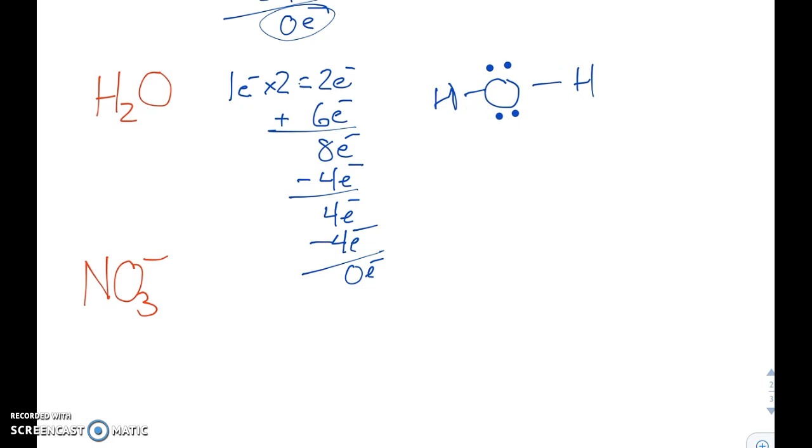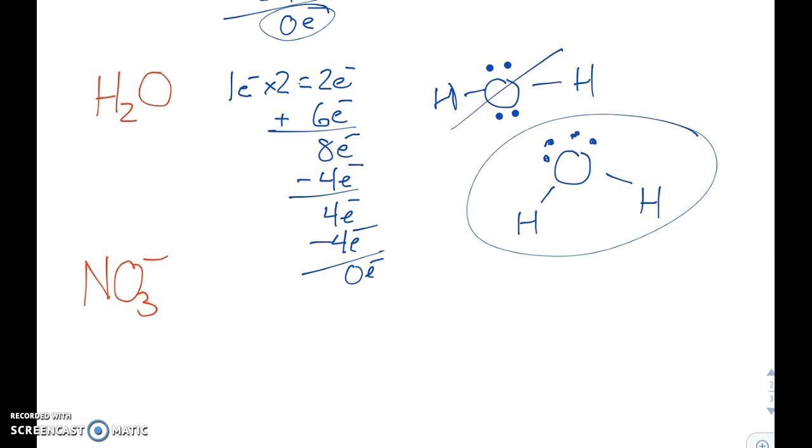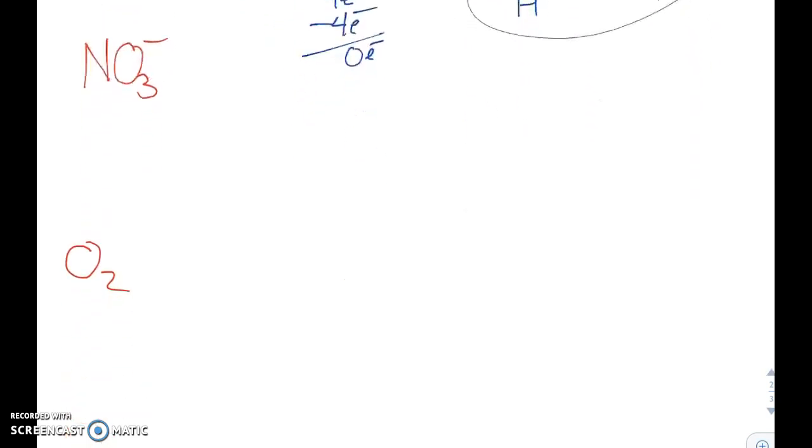Now, if we're going to talk about the shape of this, technically, I'm just going to tell you that the shape of this should be drawn like this. We didn't know that at the beginning, but technically this should be redrawn to this structure, and that'll make more sense when we do our lesson on molecular geometries.